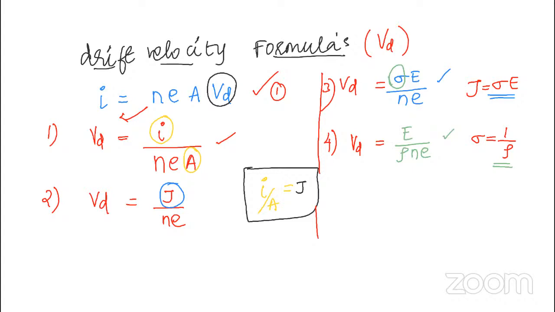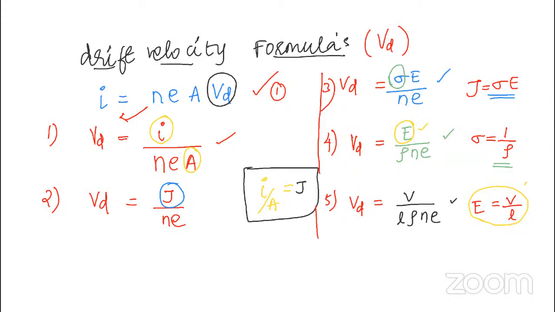And one more. Vd is equal to. On the previous day, I told you that the electric field is nothing but voltage by length, so E = V by L. Here we substitute the value of E. This becomes Vd = V divided by L rho n e. So these are the 5 formulas of drift velocity.